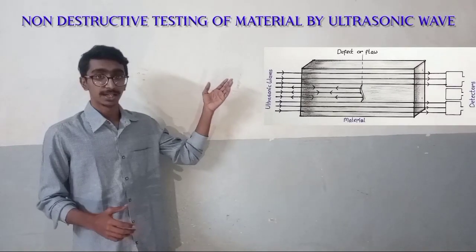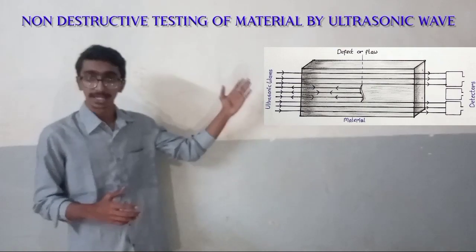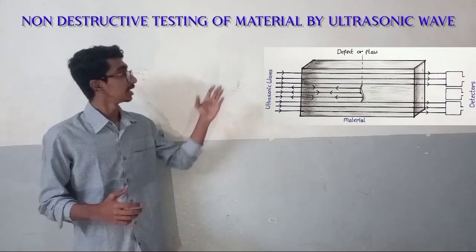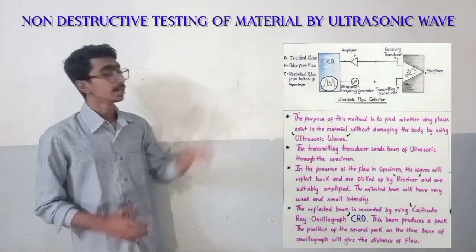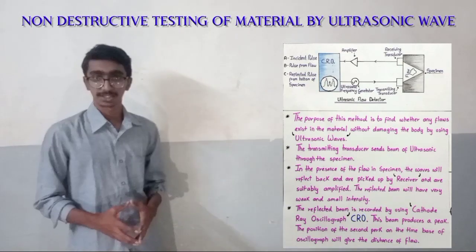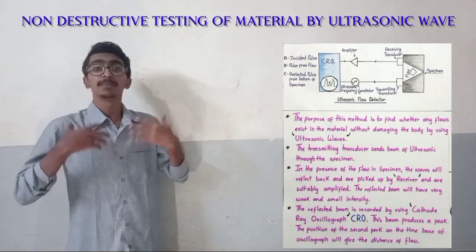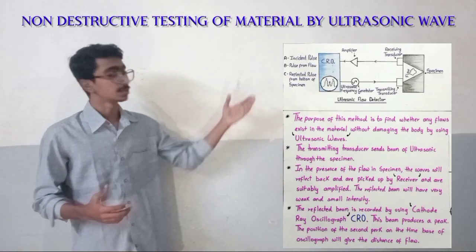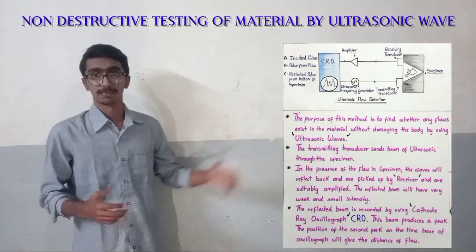You can see here in this diagram that the beam of ultrasonic waves passes through the material. In the presence of a flaw or defect, it is detected by the detectors. Now here is the CRO and the ultrasonic frequency generator. The ultrasonic frequency generator generates the beam of ultrasonic waves. The transmitting transducer then sends the beam of ultrasonic waves through the specimen.